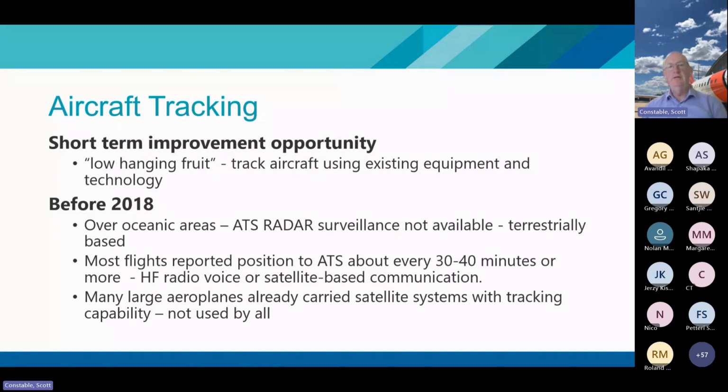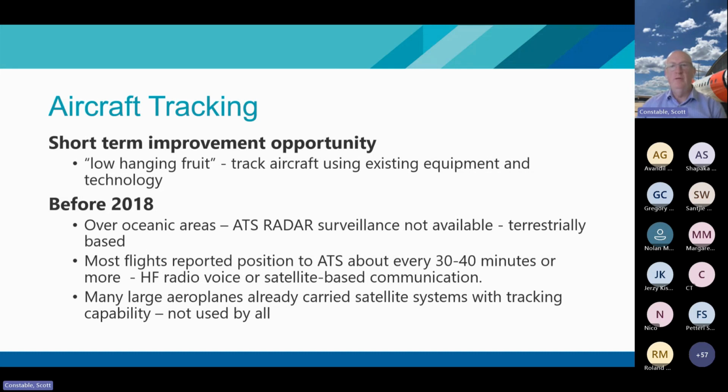So the first component in a little bit more detail, the aircraft tracking part. This was identified early in the piece as low-hanging fruit. It was something that could be implemented in the short term to improve the tracking of aircraft using existing equipment and technology.